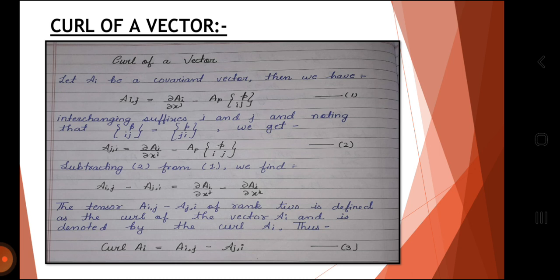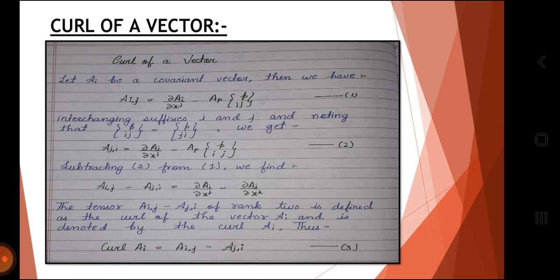Starting with the curl of a vector. Let Ai be a covariant vector. Then we have Ai,j equals del Ai upon del xj minus Ap in the bracket pij. Consider it equation 1. Interchanging suffix i and j and noting that pij can be written as pji, we get Aj,i equals del Aj upon del xi minus Ap in the bracket pij.